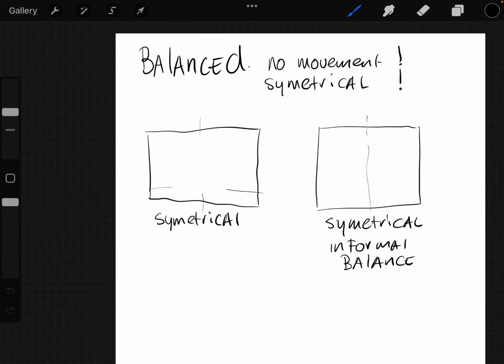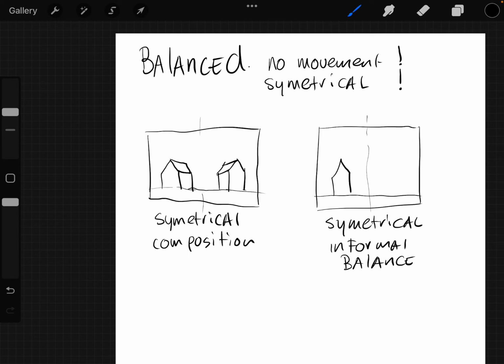Or if you want to draw a house over here and you do the same thing over here, then both sides are the same. Then we're talking about a symmetrical composition. If you draw, for example, a house over here, and you draw a tree over here, it's not exactly the same, but it's almost the same. Then we have a symmetrical composition with informal balance, right?